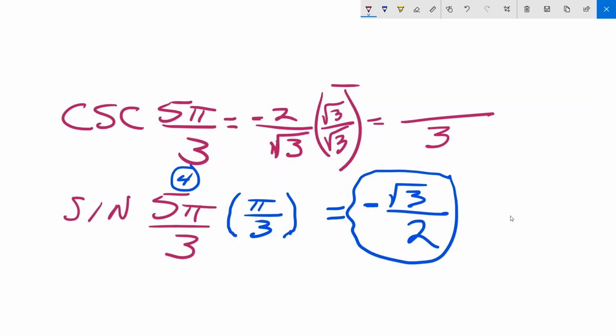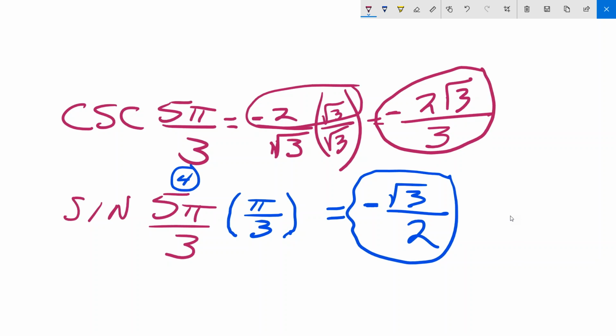No, when you're multiplying that, it just becomes 2 times root 3, with the negative sign carrying forward. So this is a rationalized answer that is exactly equal to that.